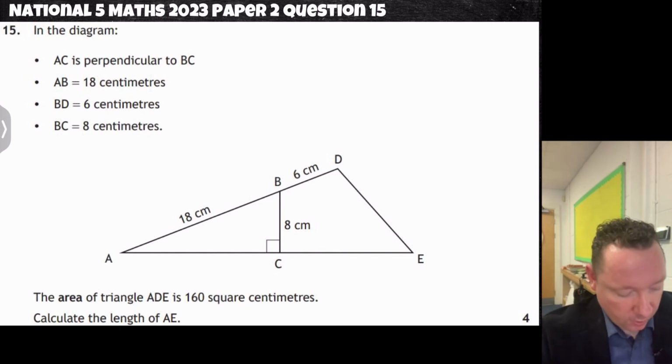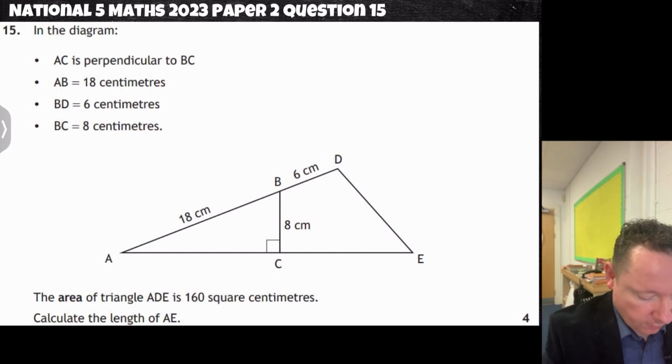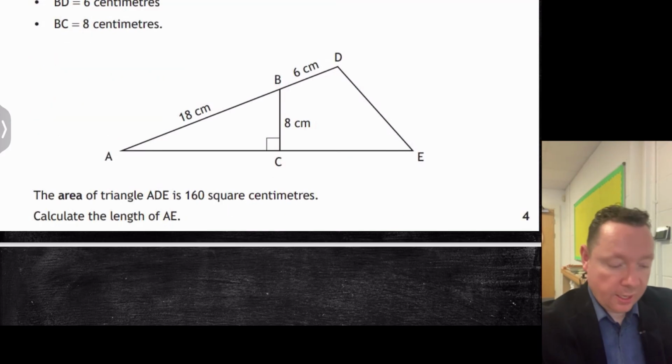Check the start of the exam paper. It says calculate the length of A to E, the whole length. So the triangle is A to D to E. This whole triangle is 160. So you kind of need to work out what you're going to do here.